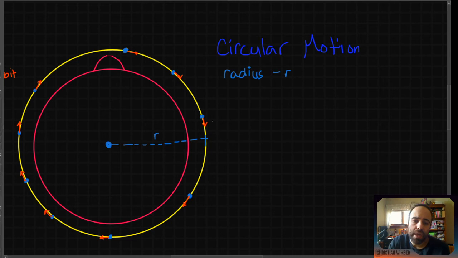Now keep in mind, what if you want to know the entire length of the path? Well, the length of the entire circular path will just be 2 times pi times r. So this is the length of one revolution.